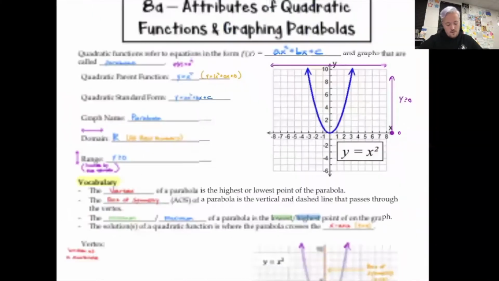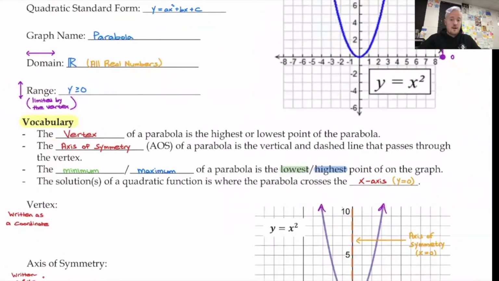Okay. Now remember, your vertex can be either your highest point or it can be your lowest point. So if it meets at the bottom, that's going to be your lowest point. But if it meets at the top, that's going to be your highest point. So your vertex is either or.